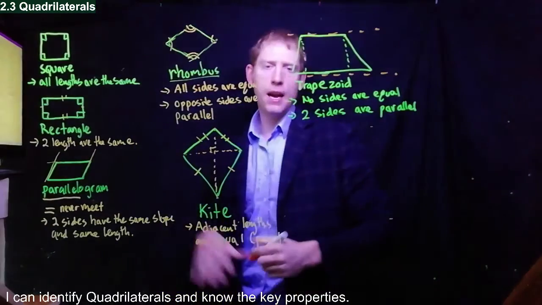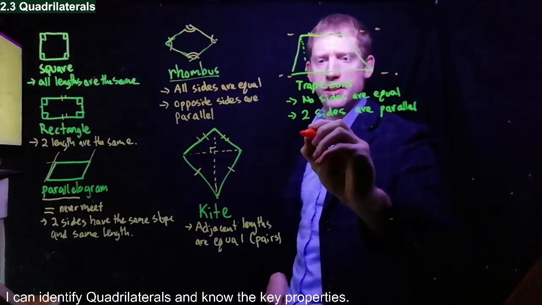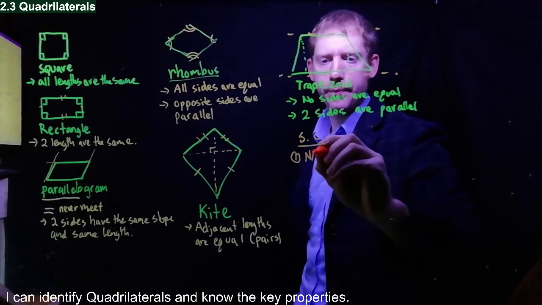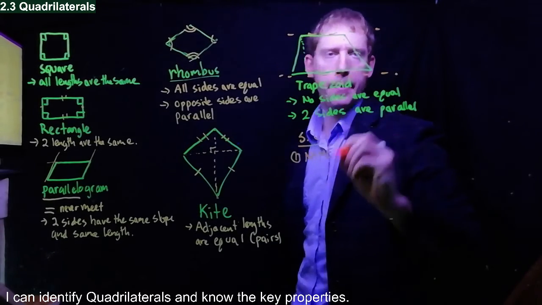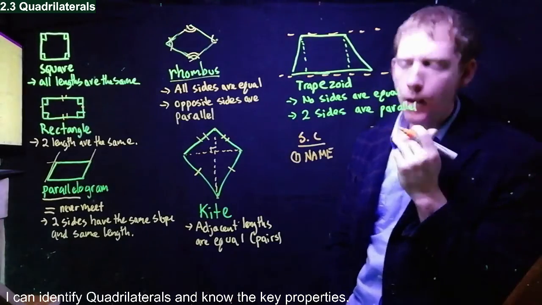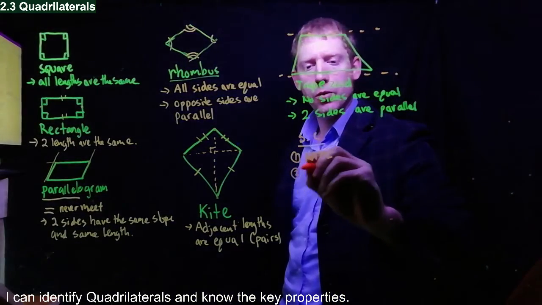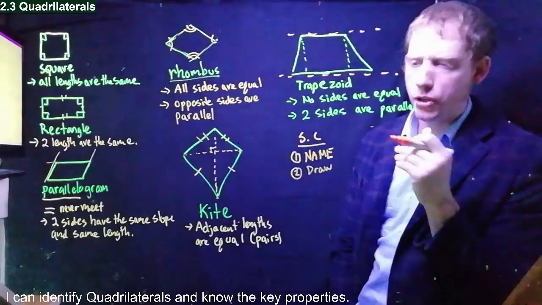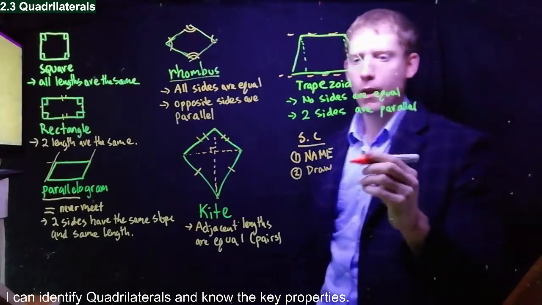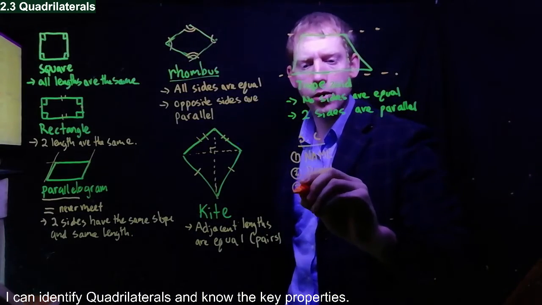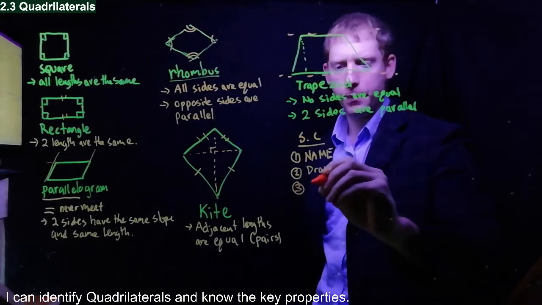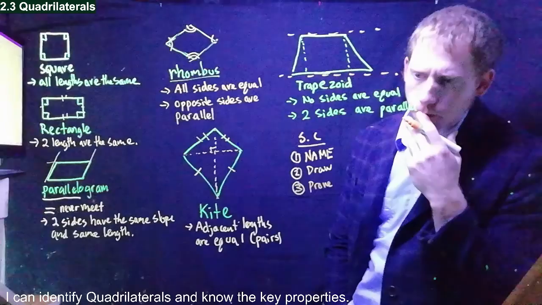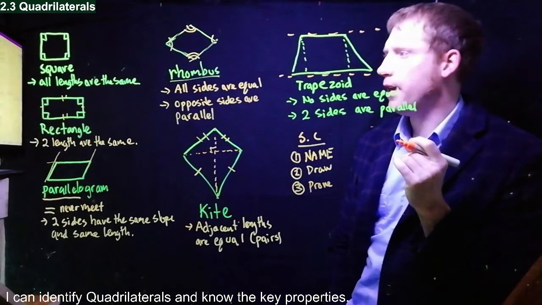And therefore, the success criteria for today is you need to be able to name the shape. Okay? You need to be able to draw the shape. If I say draw a trapezoid, you should be able to draw a trapezoid. And then later what we're going to calculate in our next class is we're going to prove the shape and know the key properties of them.